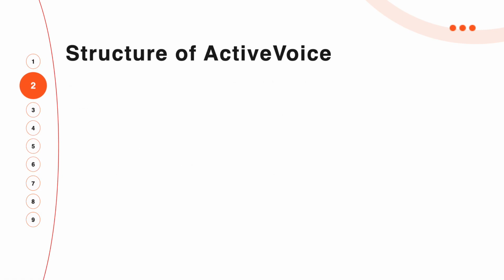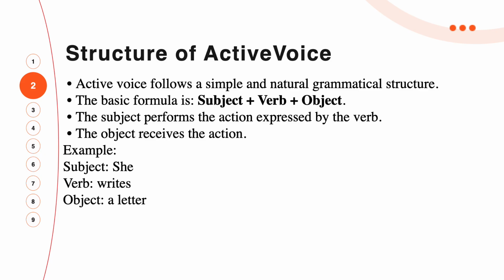Structure of active voice. Active voice follows a simple and natural grammatical structure. The basic formula is subject plus verb plus object. The subject performs the action expressed by the verb. The object receives the action. An example: subject, she; verb, write; object, a letter.